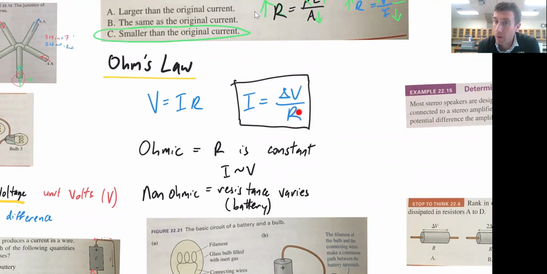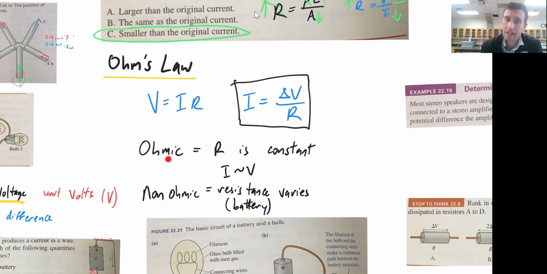So if you have something where the resistance stays the same all the time, then we can say I equals the change of voltage over R, which would mean that I and V are directly proportional. So current and voltage are directly proportional. That brings up two new terms. The first is ohmic, and the second is non-ohmic.